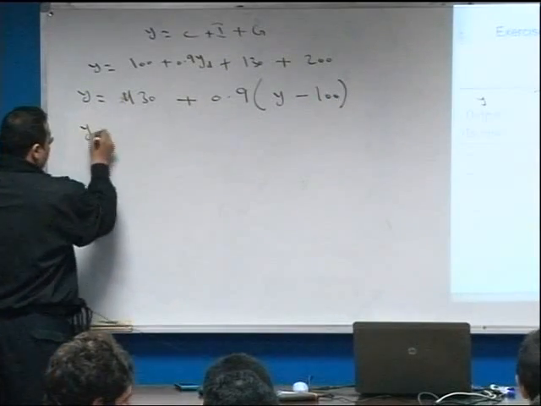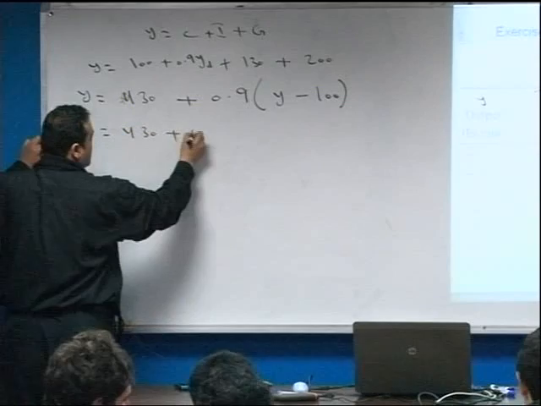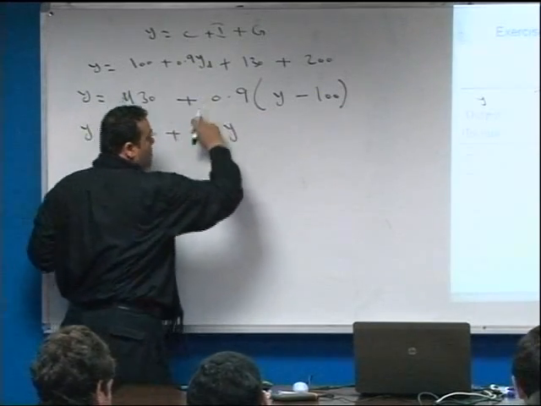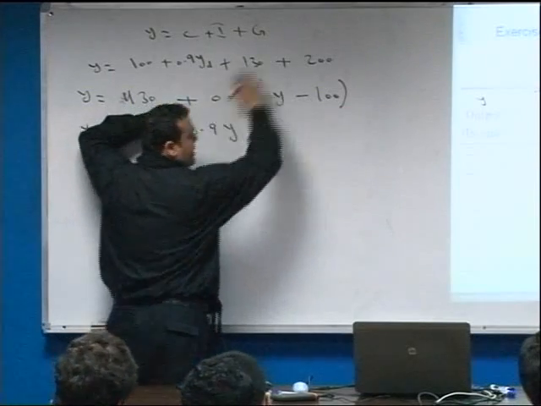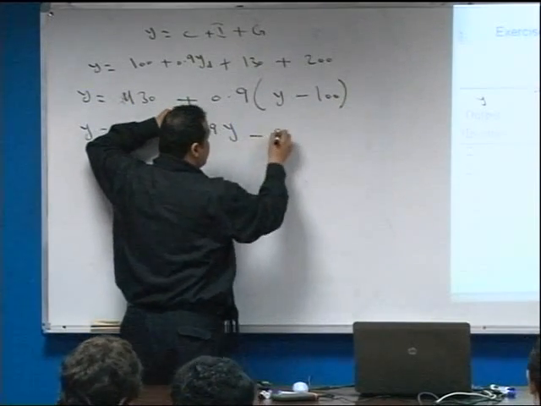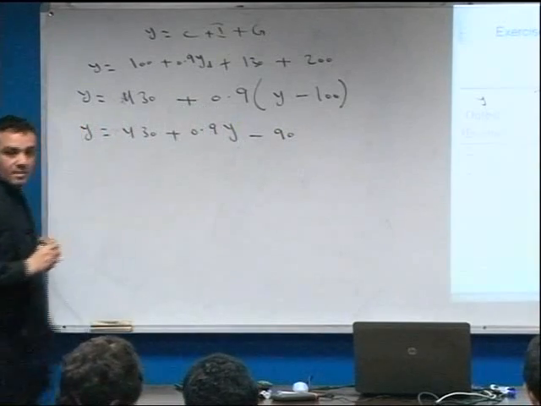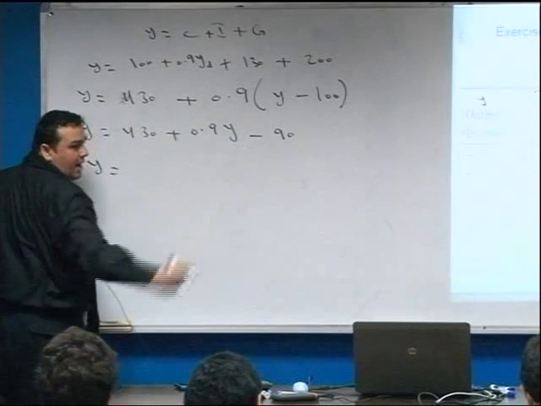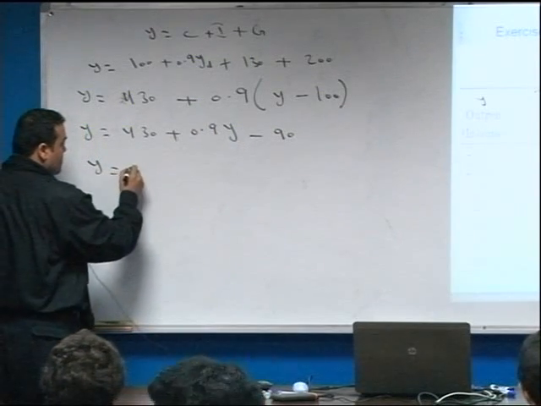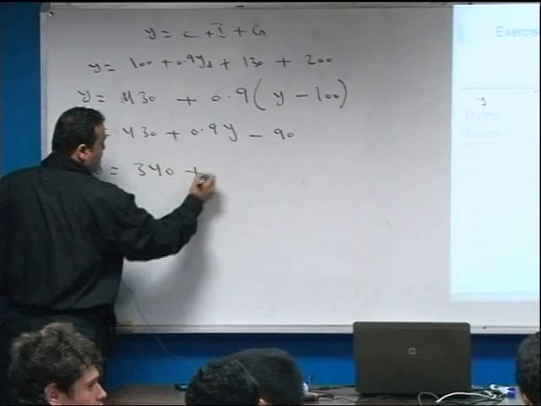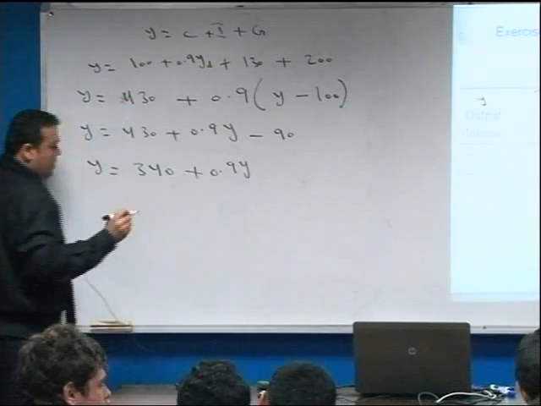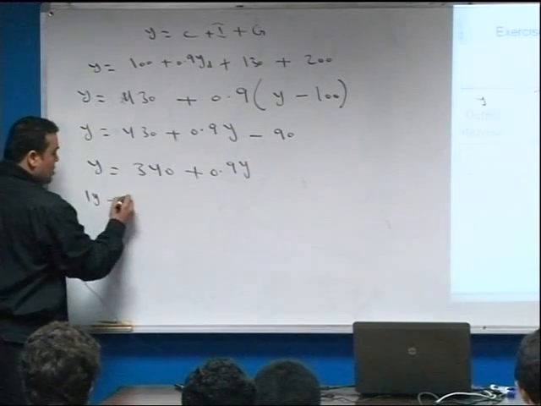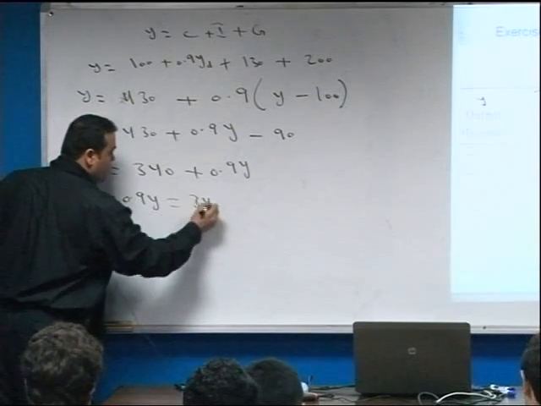So Y equals 430 plus 0.9 times Y, 0.9Y, plus 0.9 times minus 100, minus 90. Right? So Y equals 400 minus 90 equals how much? 340 plus 0.9 Y. Shifting, so 1Y minus 0.9 Y equals 340.